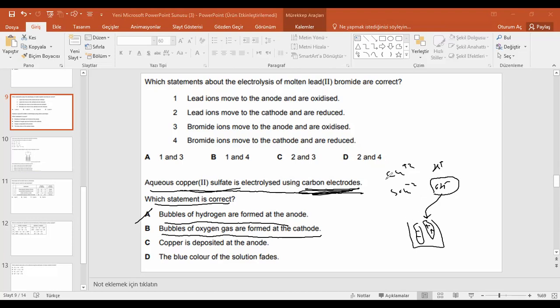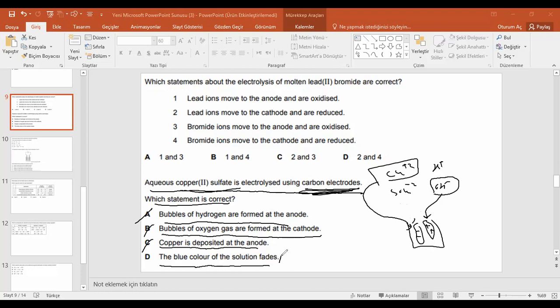At the cathode, we will see that copper is attracted there. Copper is deposited at the anode. No, copper is attracted to the cathode. So the blue color of the solution fades.